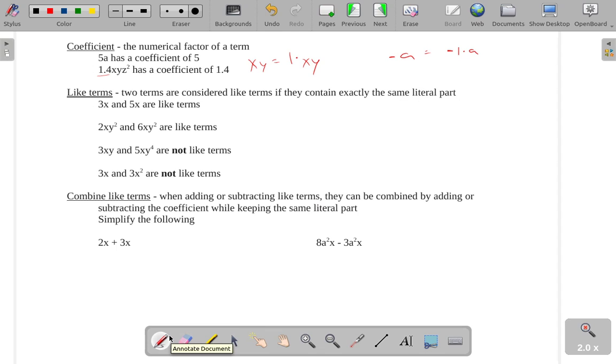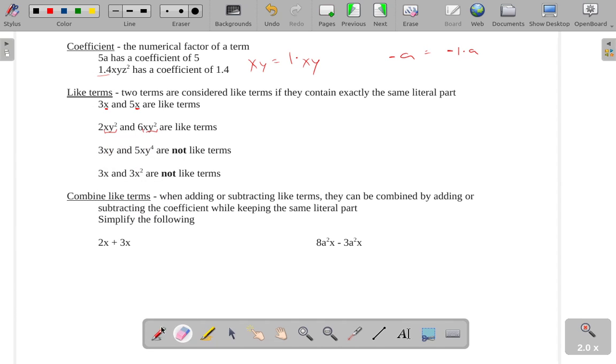All right. Like terms. When we're dealing with two terms that have the same variable part, and the variable part has to match exactly, then we say that these are like terms. So 3x and 5x, the x's are the same on these. I don't care about the coefficients right now. All I'm saying is that they are like terms. And things have to match up exactly. So xy squared and xy squared are like terms. But if we had something like xy and xy to the fourth, those would not be like terms, because the variable parts do not match exactly.